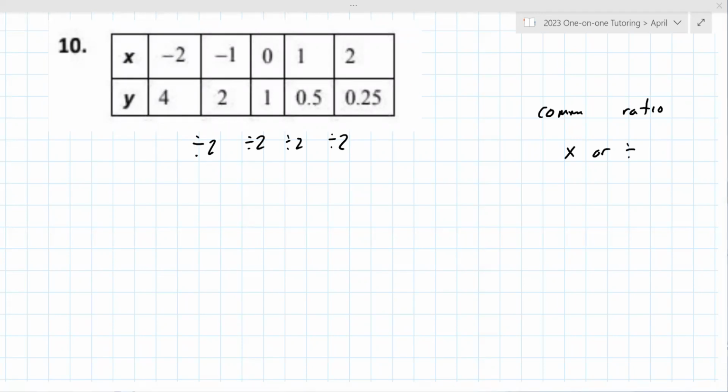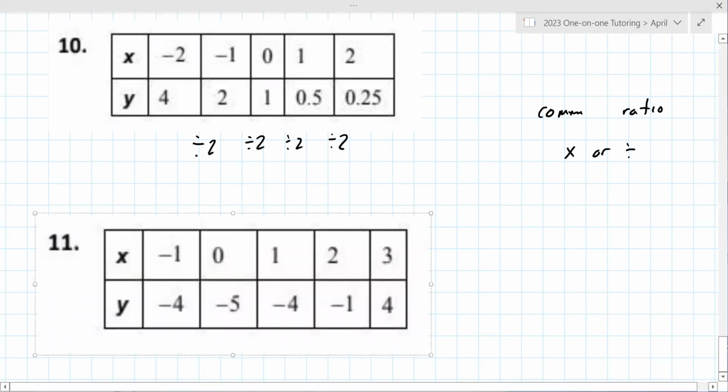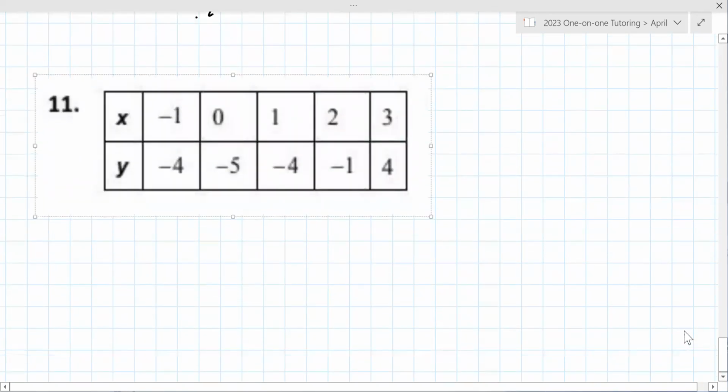All right, so for number 11, again, the appropriate thing is to find this first difference. -5 minus -4, and -4 minus -5. That's the appropriate way to do it here, even though maybe it doesn't seem necessary. We'll see that in a moment. -5 minus -4 is -1. -4 minus -5 is 1. -1 minus -4 is 3. 4 minus -1 is 5.